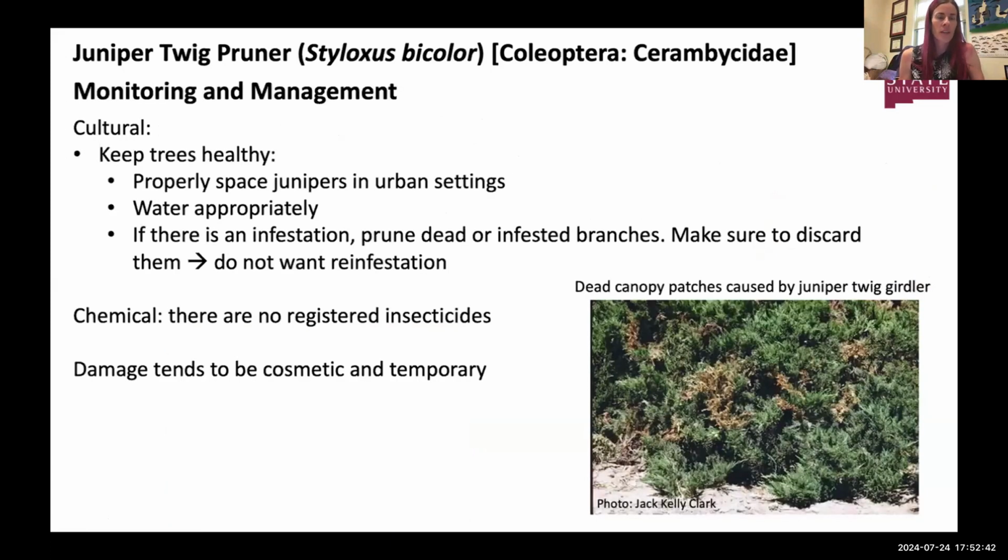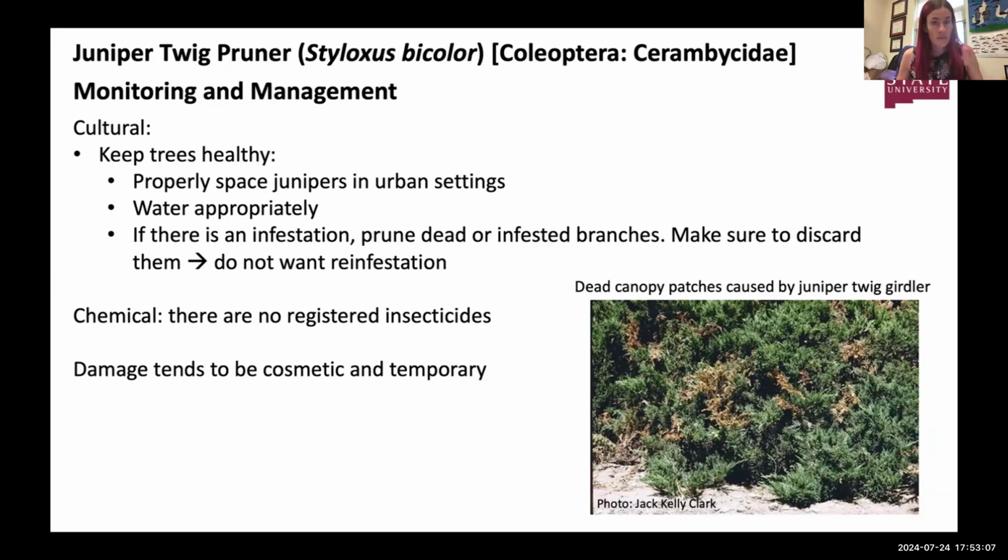So monitoring for them, management, as I mentioned, keeping your trees or your shrubs as healthy as possible, properly spacing junipers in urban settings. I don't know if anyone has that issue here really as much in New Mexico, maybe in Albuquerque, but that's one thing to keep in mind, making sure that they're spaced appropriately, watering them.